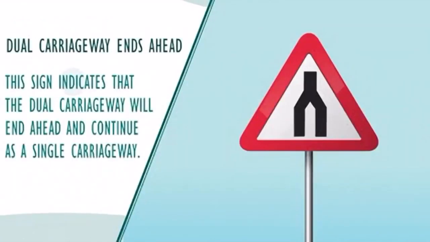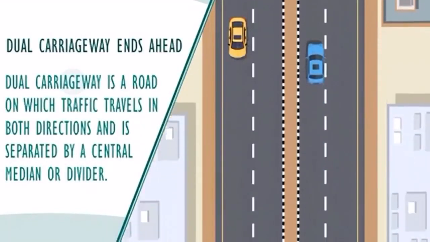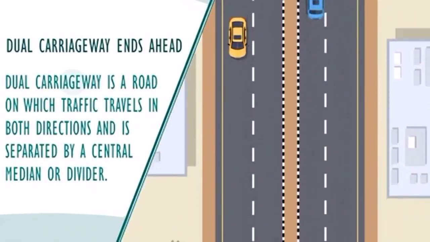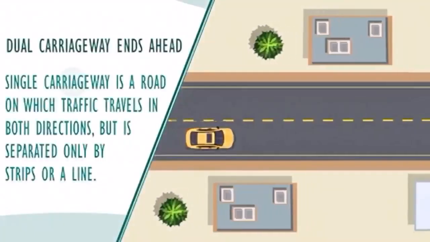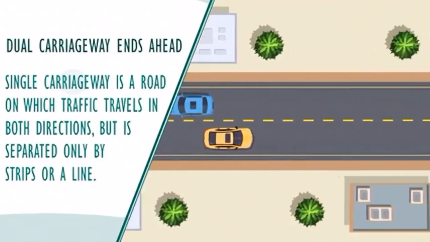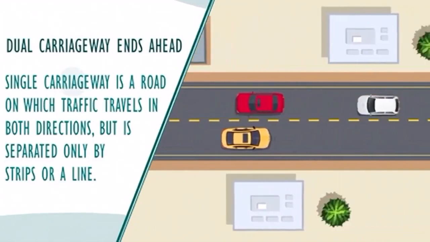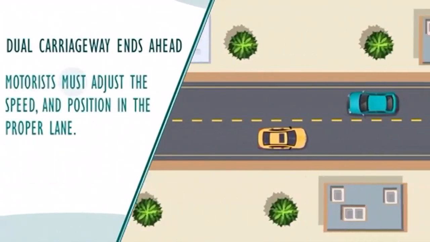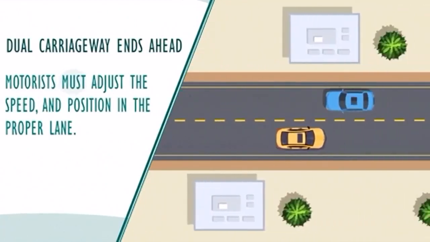This sign indicates that the dual carriageway will end ahead and continue as a single carriageway. Dual carriageway is a road on which traffic travels in both directions and is separated by a central median or divider. Single carriageway is a road on which traffic travels in both directions but is separated only by strips or a line. Motorists must adjust the speed and position in the proper lane.